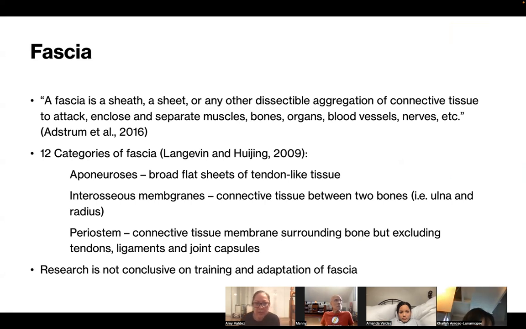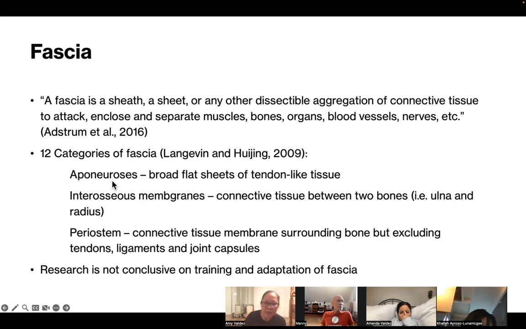Fascia is a sheath, a sheet, or any other dissectable aggregation of connective tissue to attach, enclose, and separate muscles, bones, organs, blood vessels, nerves, etc. According to one researcher in 2016, who tried to explain what it is, there are 12 categories of fascia, and these are three mentioned here in the book.